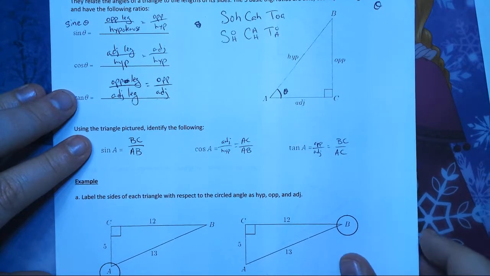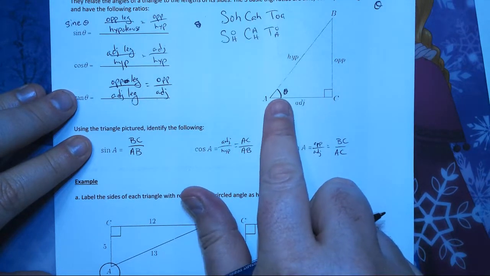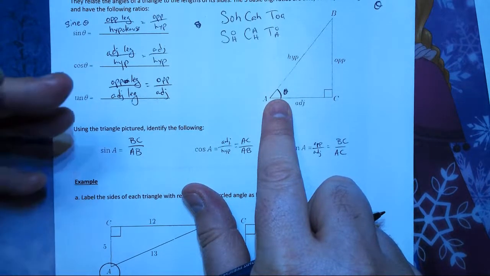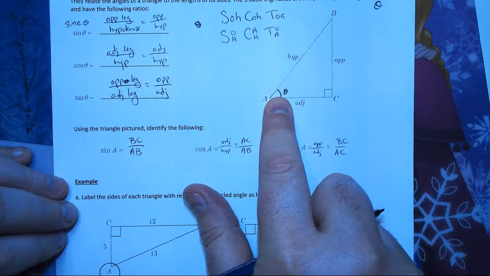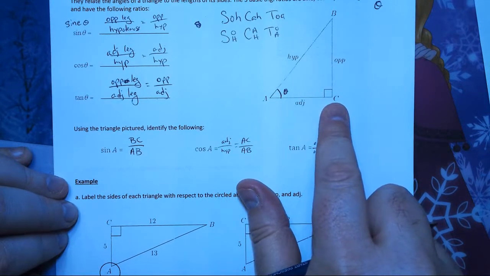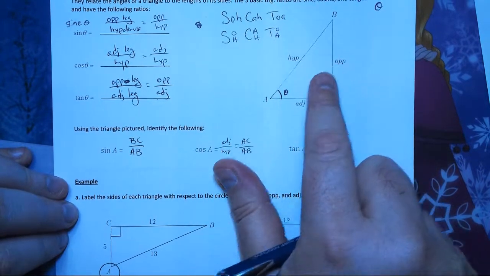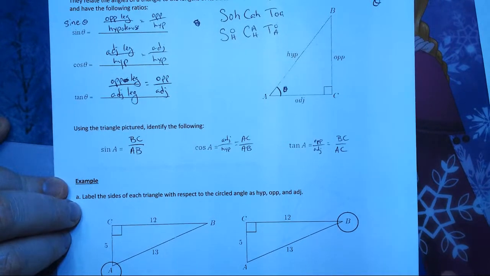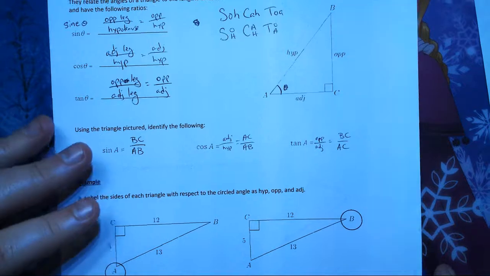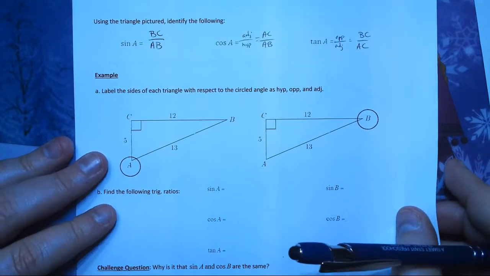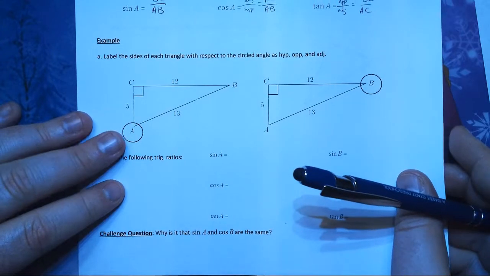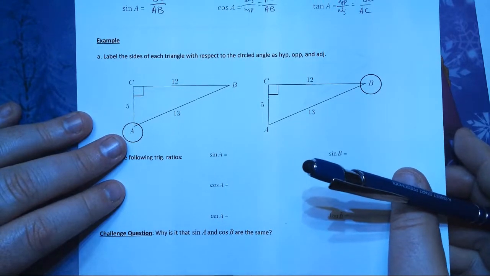There's your ratio. Which means if we knew the angle measure, let's say 45 degrees or 60 degrees or whatever we chose, no matter what the size of the triangle is, the ratio between these two sides has to always be the same. If we know the angle measure, the ratio of sides has to be the same. All right, so label the sides of each triangle with respect to the circled angle, which is our reference angle. That's hypotenuse, opposite, and adjacent.